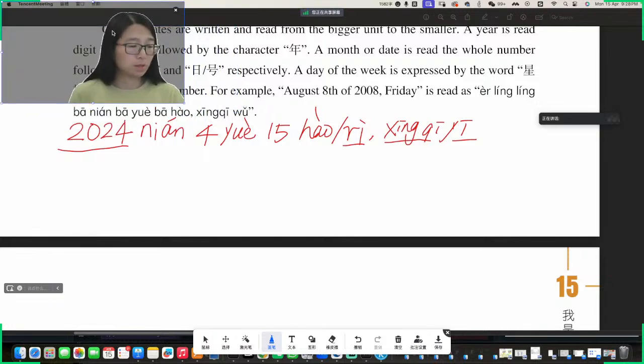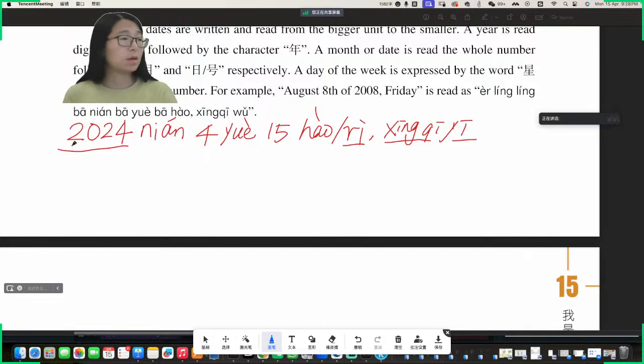Okay, so the year we say directly 2024, in Chinese 2024. Yeah, the very direct way. So are you clear, guys? 清楚了吗?